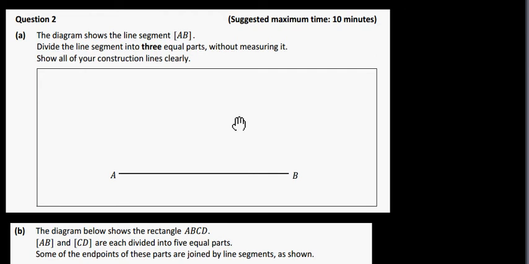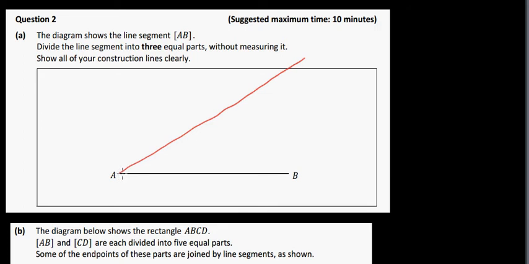What we have to do here is divide the line segment into 3 equal parts without measuring it. Show all of your construction lines clearly. Okay, now I'm going to do this by hand, so you obviously will need to know how to do this using a ruler and a set square and a compass. But the first thing you would need to do is start here and just draw a line up here like this.